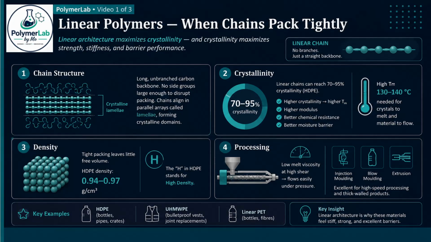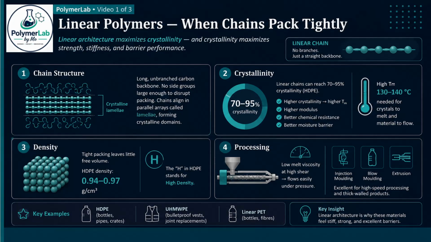The density follows directly. When chains pack tightly together, there is little free volume between them. HDPE density is 0.94 to 0.97 grams per cubic centimeter. This is where the H in HDPE comes from, high density, because of tight chain packing.